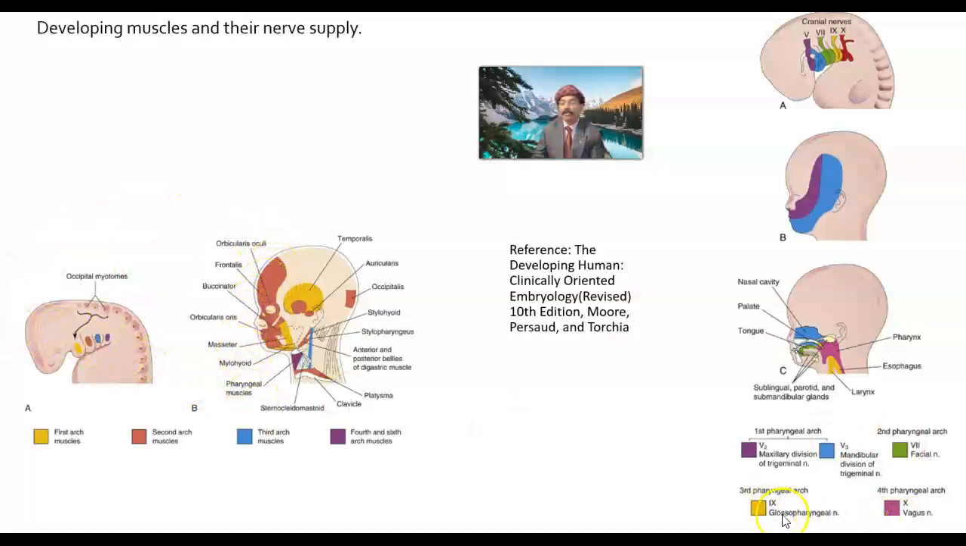From the third arch, only one muscle, the stylopharyngeus muscle. Fourth arch: intrinsic muscles of the larynx, as well as the upper muscles of the esophagus, as well as the nerve supply of the muscles of the posterior part of the upper respiratory system, like the trachea, the trachealis muscle, coming from the sixth arch.